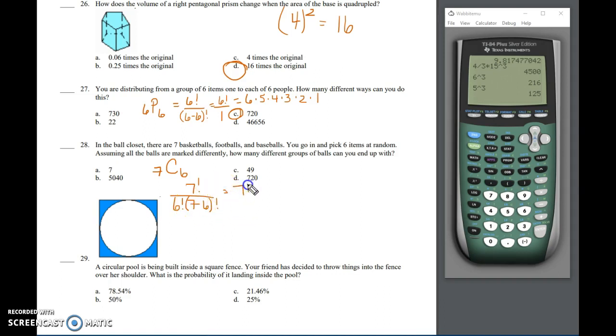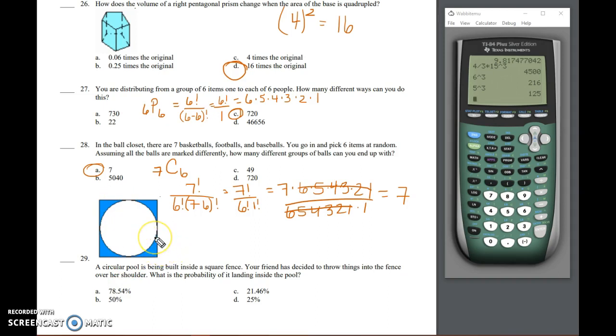Okay, so that gives me 7 factorial over 6 factorial and 1 factorial. And that gives me 7, 6, 5, 4, 3, 2, 1 over 6, 5, 4, 3, 2, 1. And then I have the other 1. Well, what you'll notice is that 6, 5, 4, 3, 2, 1 will cancel out with 6, 5, 4, 3, 2, 1. And I'm left with 7 over 1, which is just 7. So I have 7 different ways that can happen.